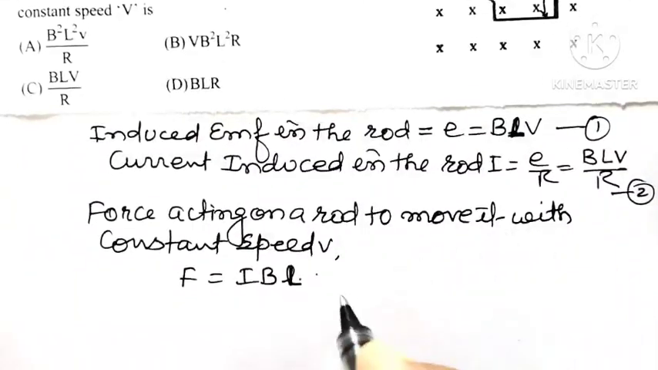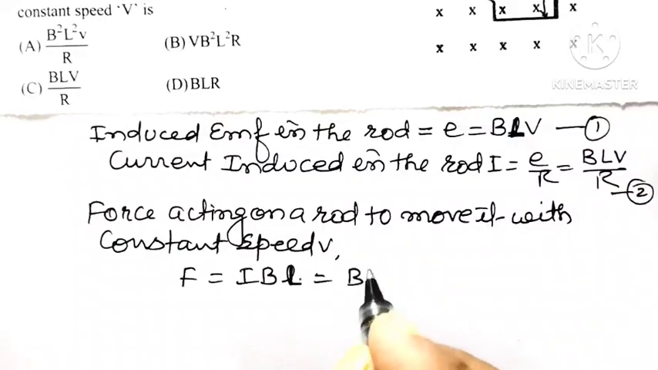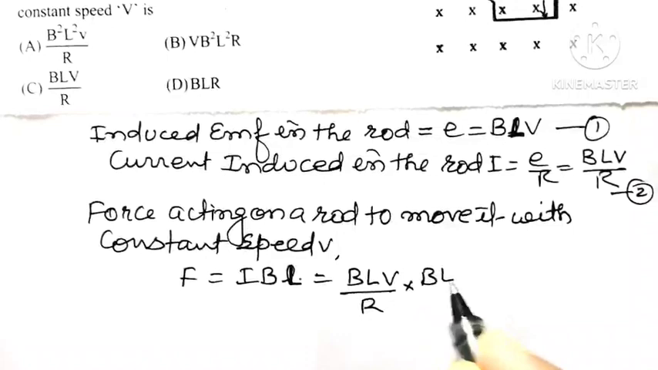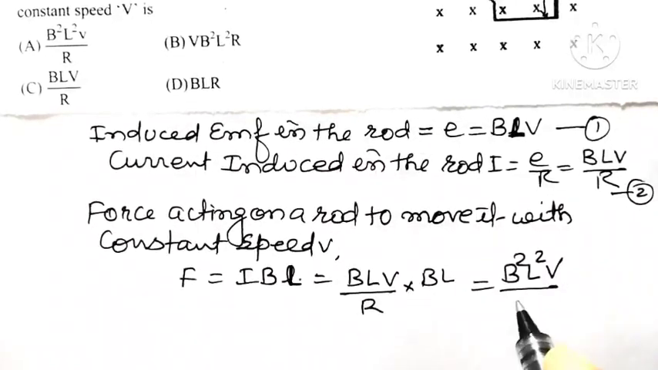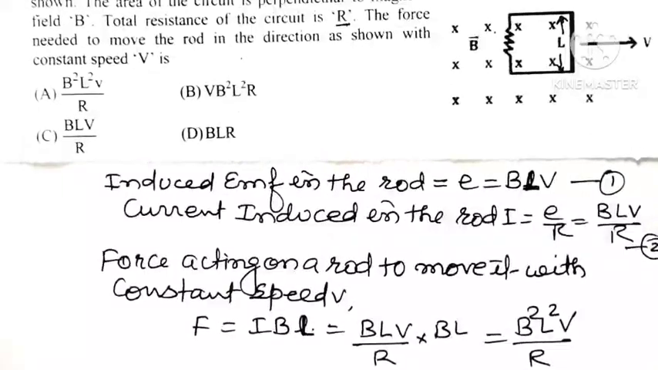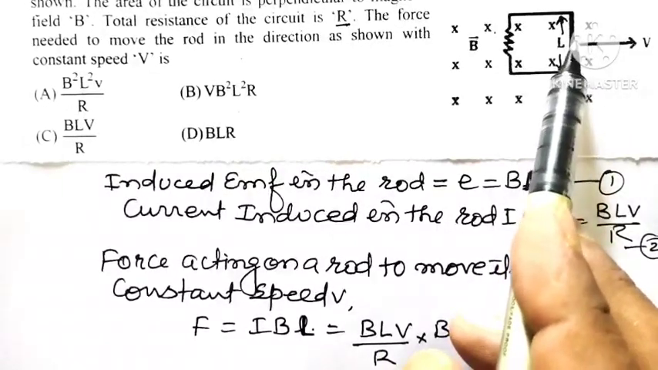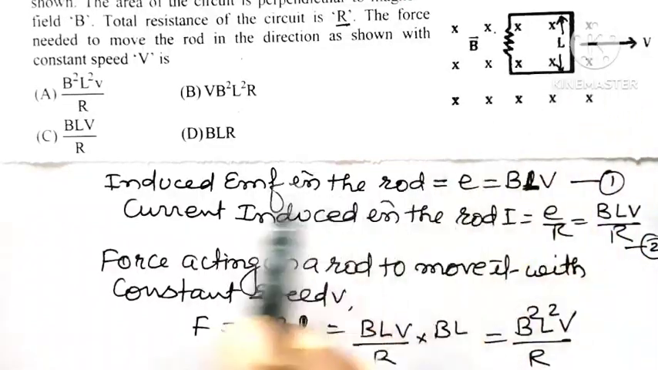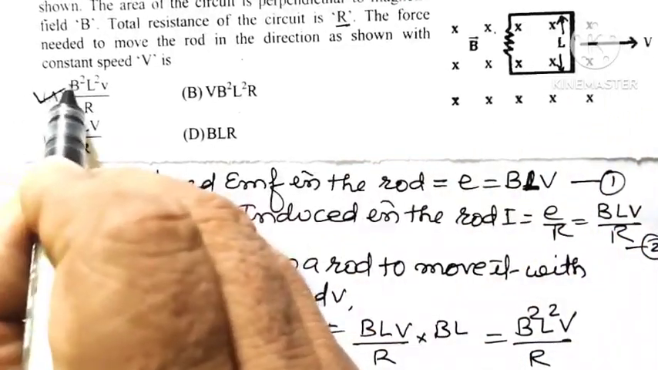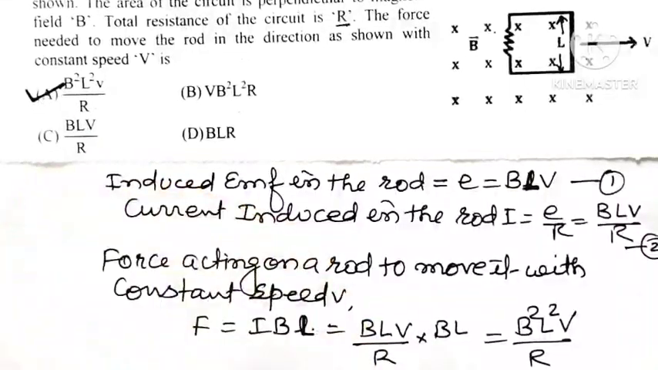What is the value of current I? It is BLV divided by R, into BL. So that becomes equal to B square L square V divided by R. So out of 4 options, the force that must be applied on a rod to move it with a constant speed V is B square L square V divided by R. So A is the correct option for this question.